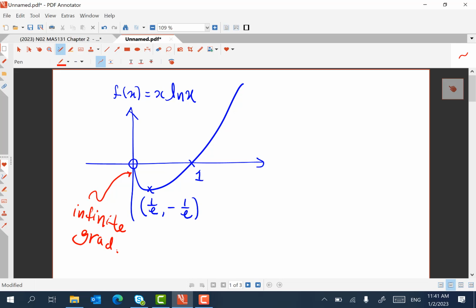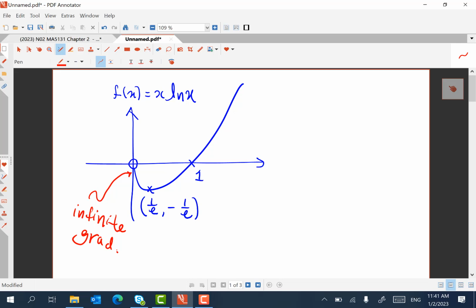It comes in very, very steeply at the origin. Okay, comes in very steeply. By the way, the 0.368 is actually 1 over e. The number is actually 1 over e.